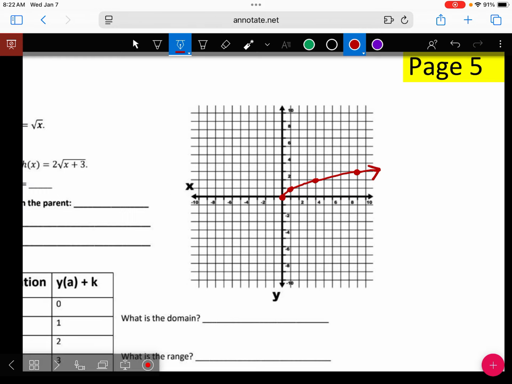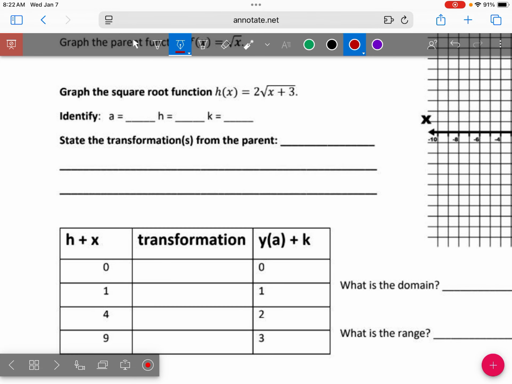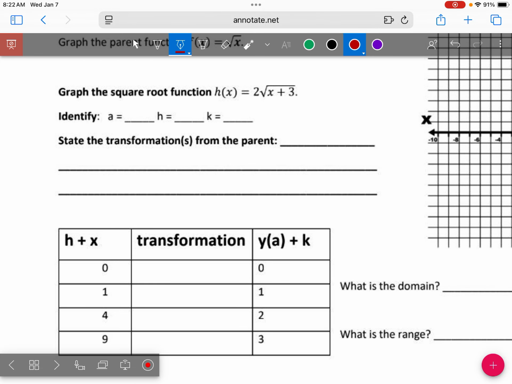All right. After you graph the parent, let's look at our new function. What is the number in front? I'm looking at this one here. A is 2. Good. Because A is 2, does anybody remember what that does to our graph? Stretches. H is under the hood and you flip the sign. So it's not a positive 3, it's a negative 3, which is going to move our graph left 3.